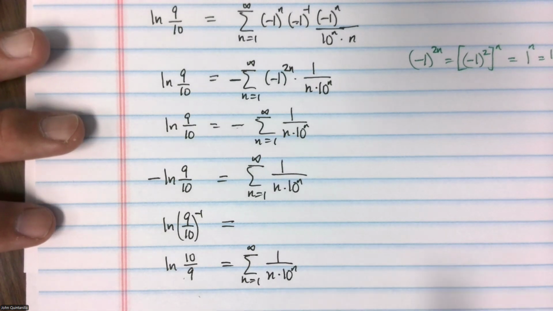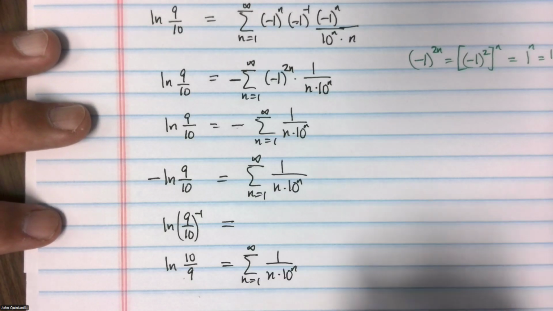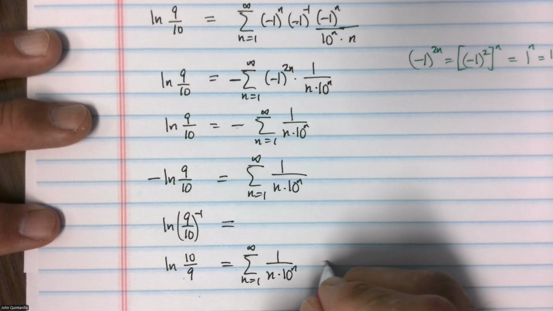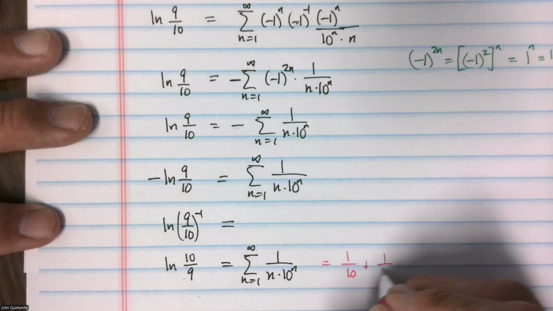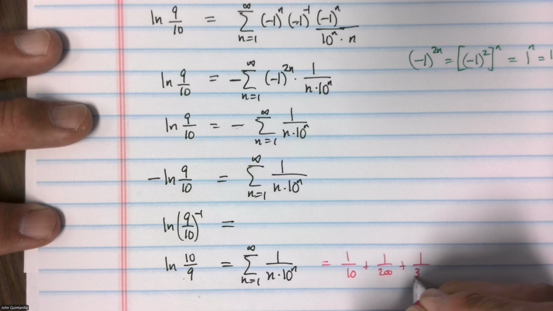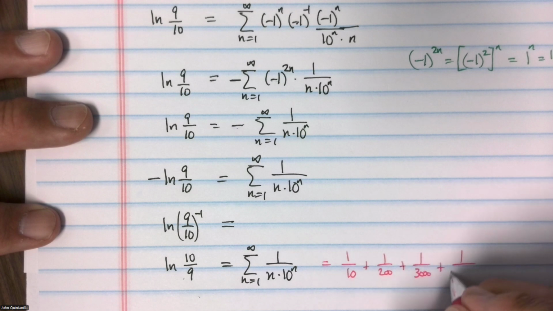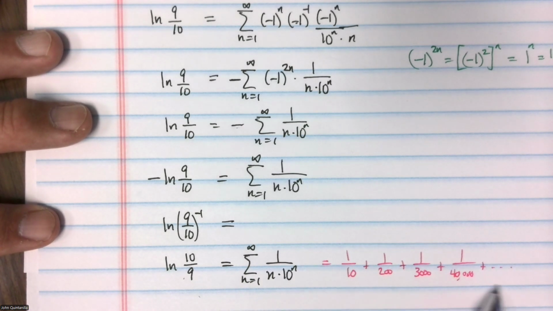And I encourage you to try this on your calculator. If I were to expand this out, this would be equal to 1 over 10 plus 1 over 200 plus 1 over 3,000 plus 1 over 40,000 and so on. Now, if you add the first few terms up, and then plug this into your calculator, they should be about the same thing.